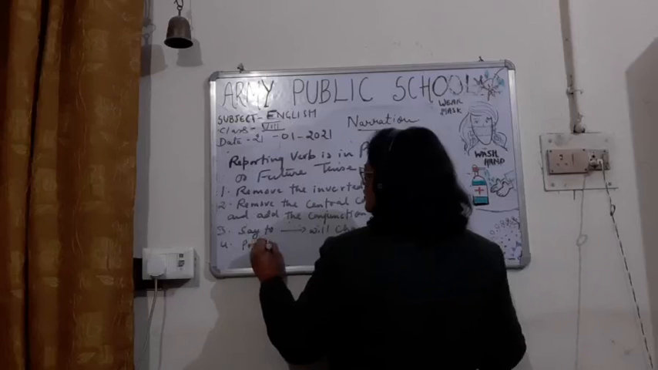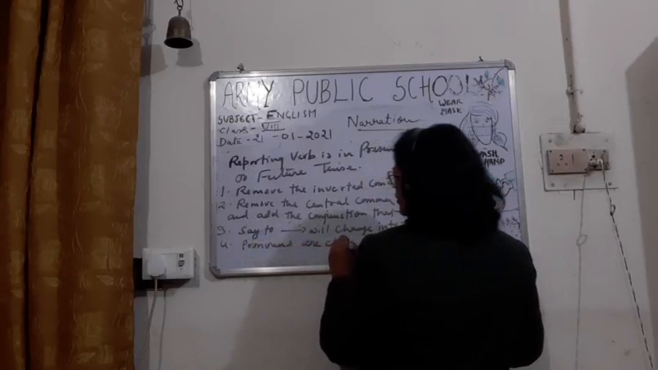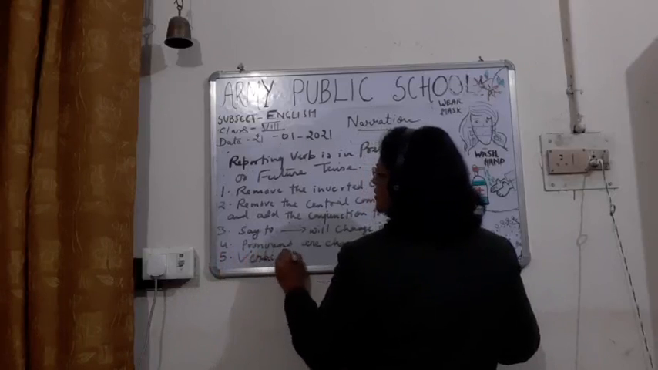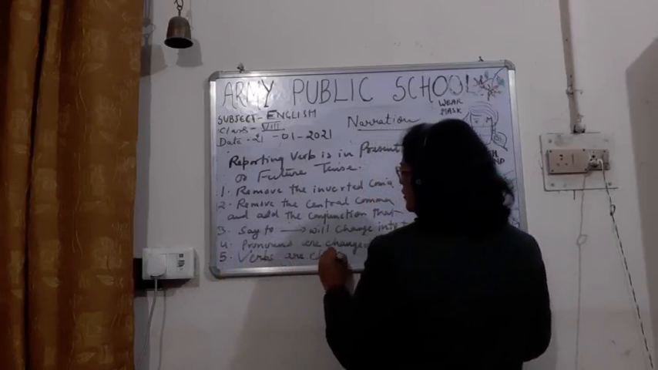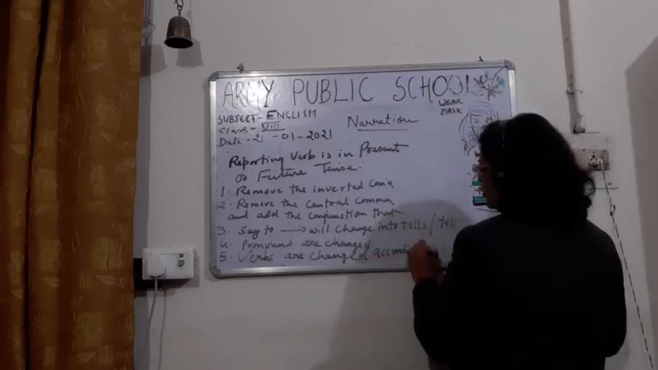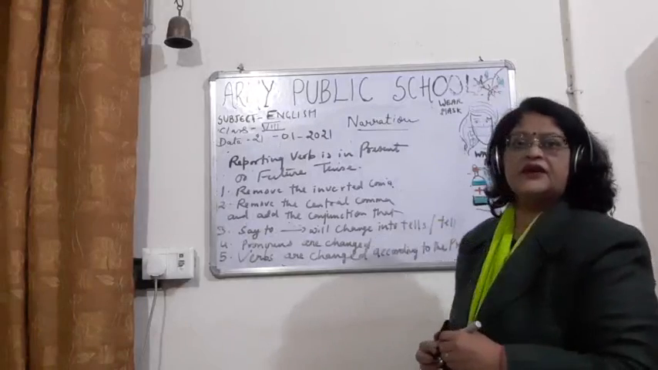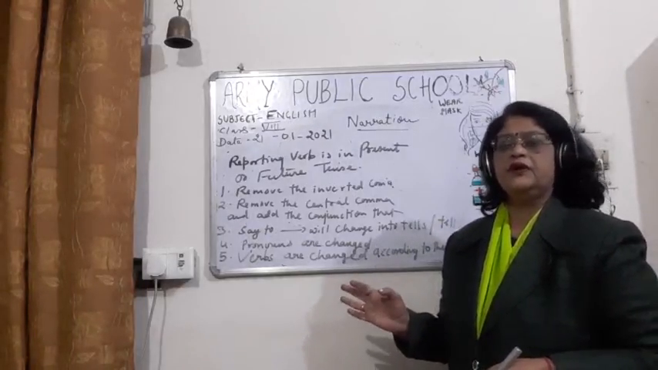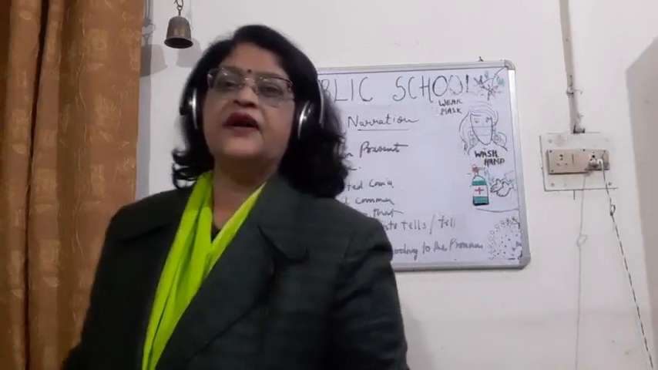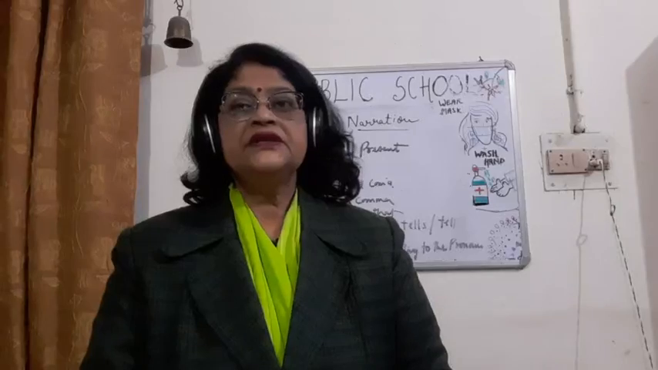Now, pronouns are changed. Fifth, verbs are changed according to the pronoun. Okay. So children, you have to see if the reporting verb is in the present tense or in future tense, 5 things are changed here. What are those? Children, verbs are changed.